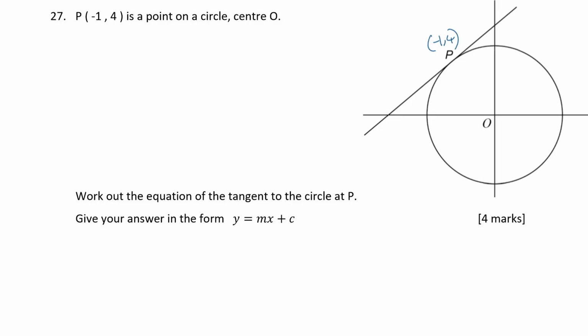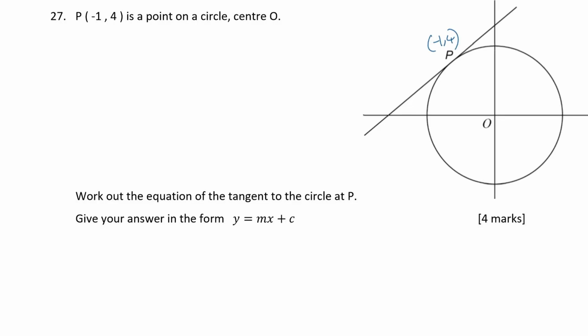Okay. Now to find the equation of a straight line we need 2 things, either 2 points, which we don't have, or 1 point on the line and the gradient. Now we've got a point on the line, but we don't have the gradient. So we're going to have to find out one of those bits of information from our diagram somehow.